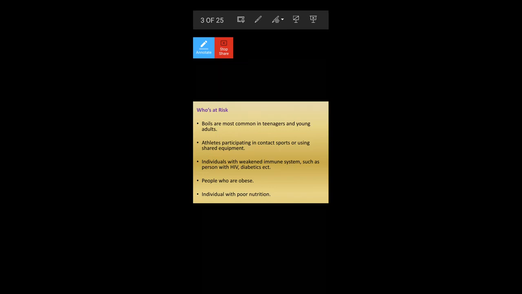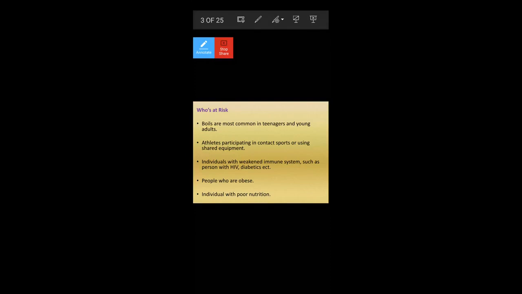Second, athletes participating in contact sport or using shared equipment. Understand something again: if you are in a contact sport like kabaddi, you cannot play kabaddi without contact. Whenever you are in direct skin to skin contact with any other participant, or you are using shared equipment, like in football or hockey, where a lot of equipment is shared while practicing, athletes might get this kind of boils recurrently. It is because of direct skin to skin contact.